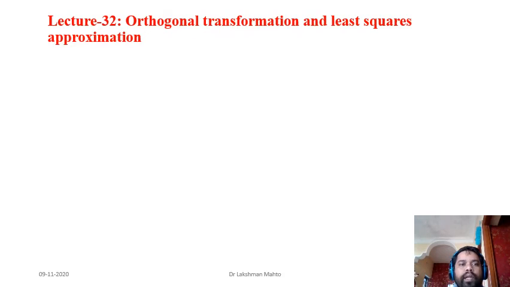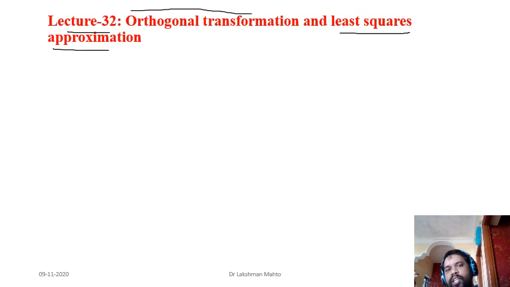So today, this one is lecture number 32. In this lecture, we will discuss in detail about orthogonal transformation and least square approximation. Here, what we will see is that we know orthogonal transformation is a linear transformation. So definitely there is a general method to find the matrix of that transformation. But due to this orthogonality, we will have a specific approach, or you can simply say a very simple approach, to find the matrix of a given orthogonal transformation.